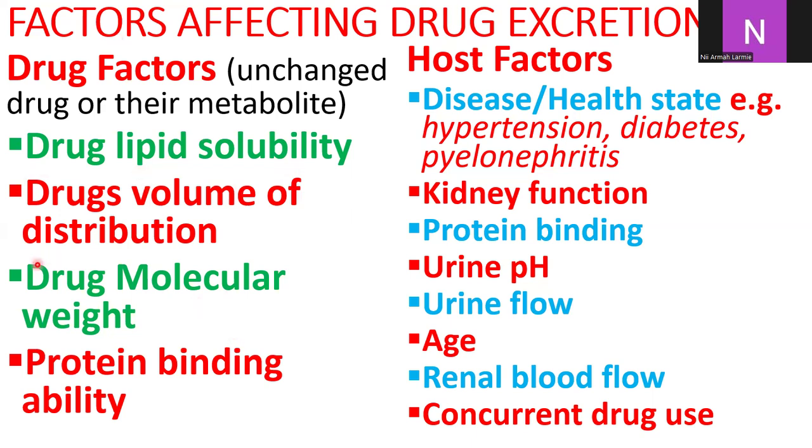The weight of your molecule: high molecular weight molecules may find difficulty being filtered at the glomerulus, and small molecules can easily be eliminated. Drugs that have more affinity for binding may also find it difficult. For protein binding, it will be more difficult to be eliminated because it is bound to protein, and unless it is in free form, it will not be eliminated.